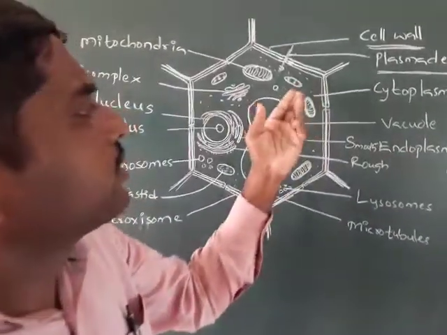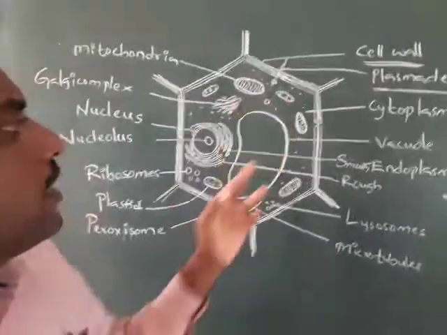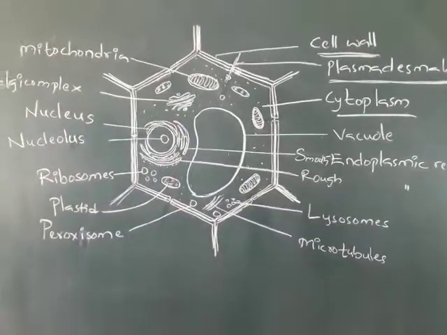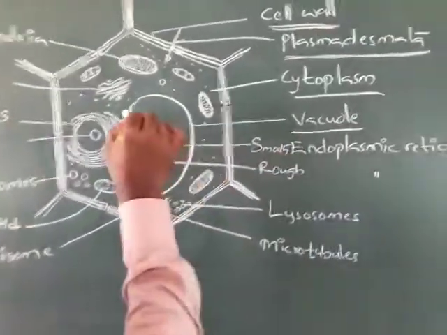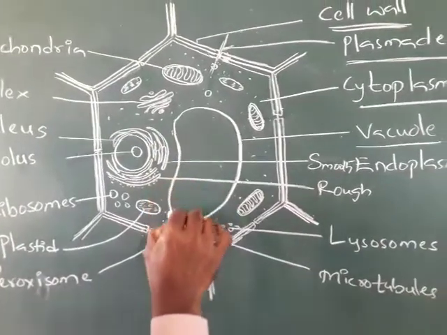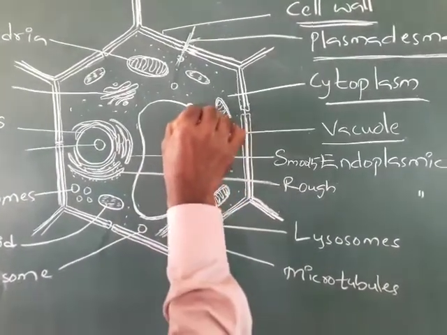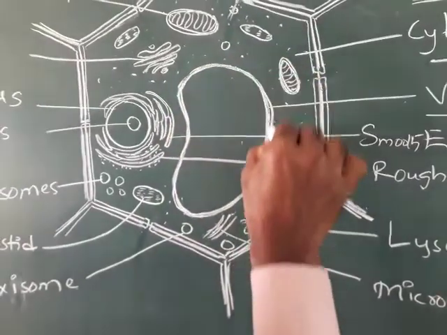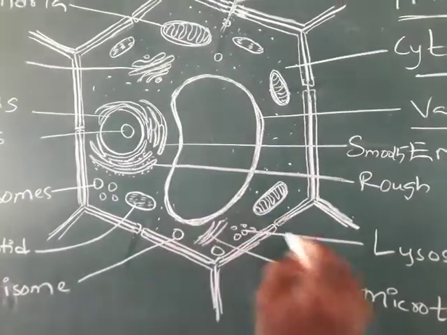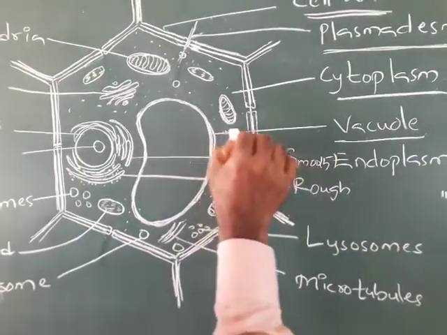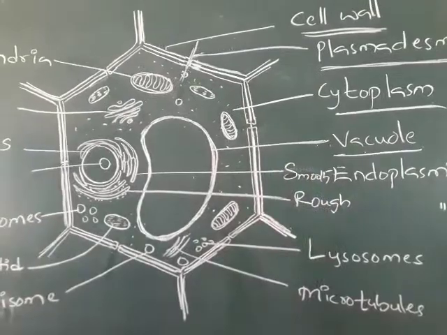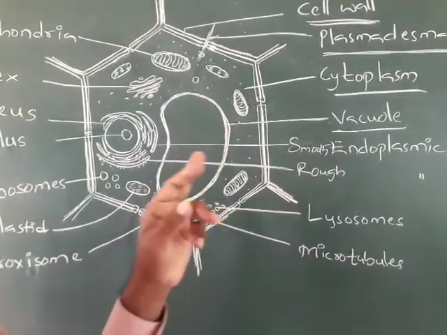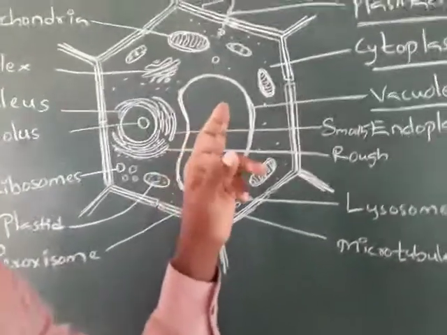Here the semi-fluid structure present in the cell is called cytoplasm. Here is the vacuole, a bigger structure enveloped by a thin layer called the tonoplast. It is a big balloon-like structure. This is the vacuole present in the cell, enveloped by the thin layer called the tonoplast, which is absent in the animal cell.